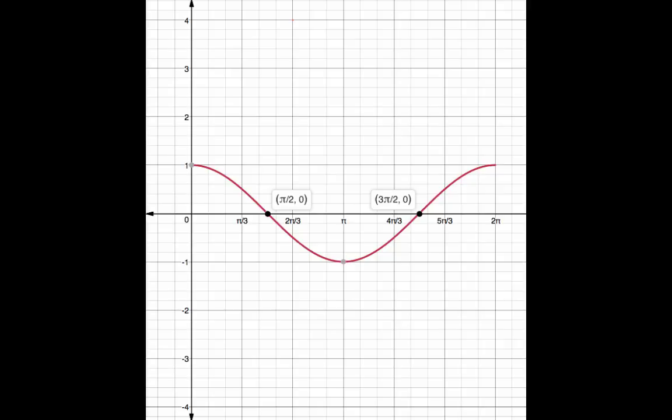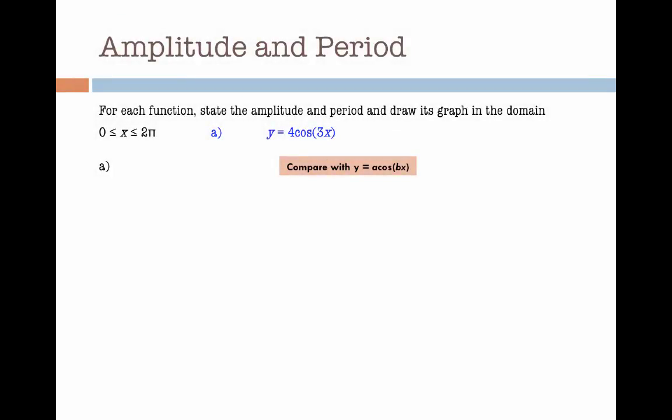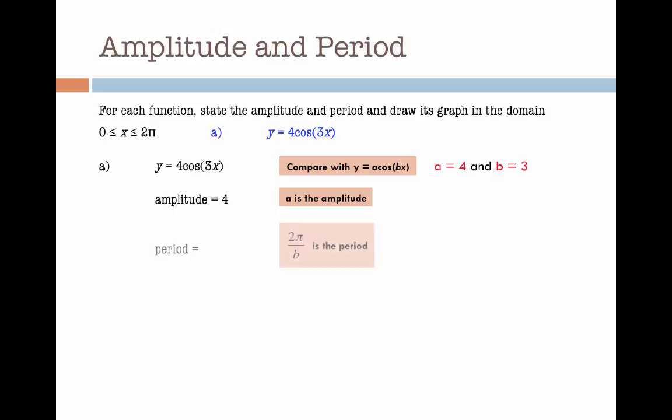So let's see how the change in the function affects the change in the graph. We have to compare this function with y equals a cos bx in order to get values for a and b. A is our amplitude, and our amplitude in this case is 4. B will help us work out our period by taking 2 pi and dividing it by the coefficient of x. This means that our period is 2 pi on 3, and our graph will repeat itself every 2 pi on 3.